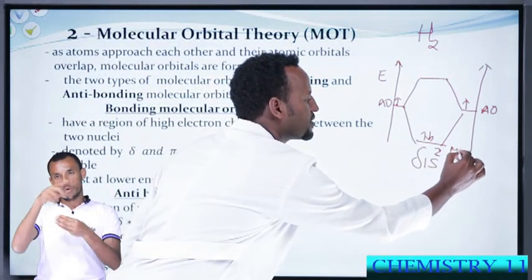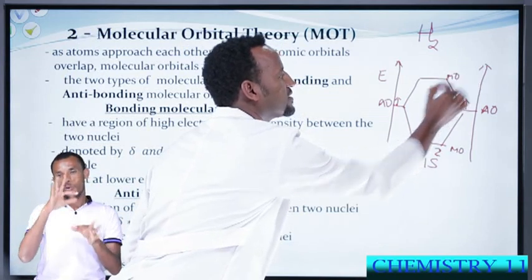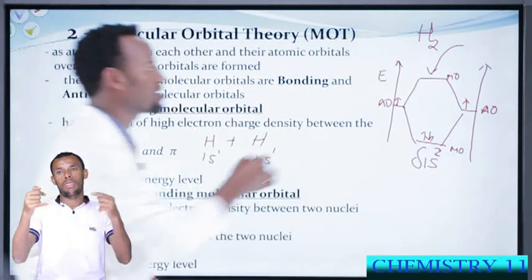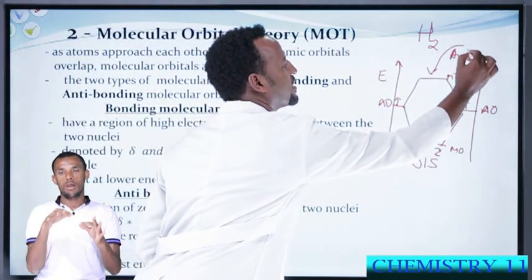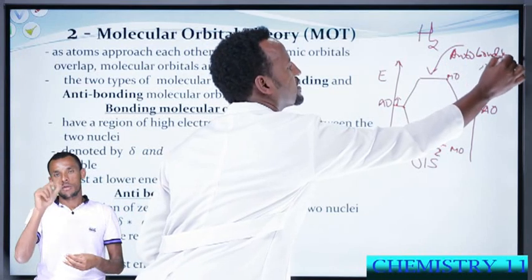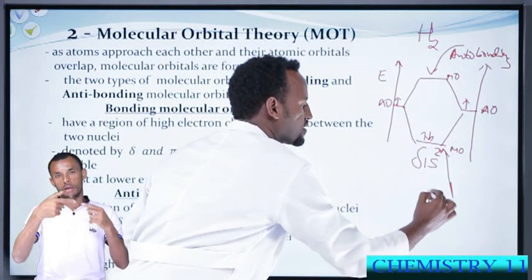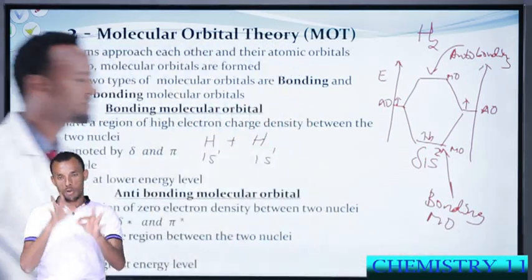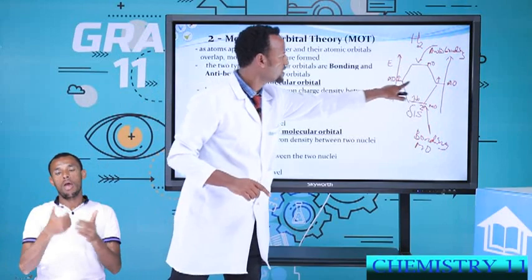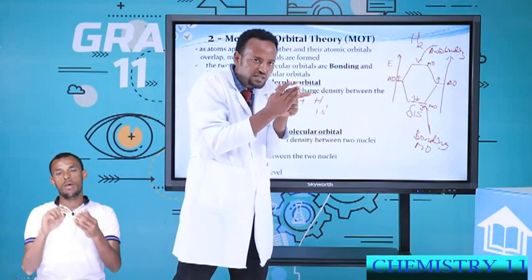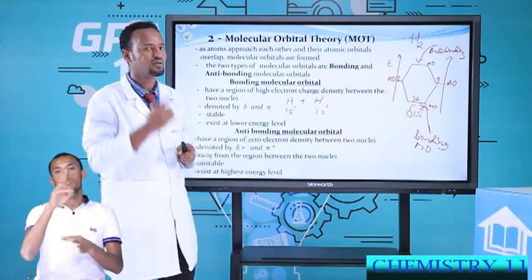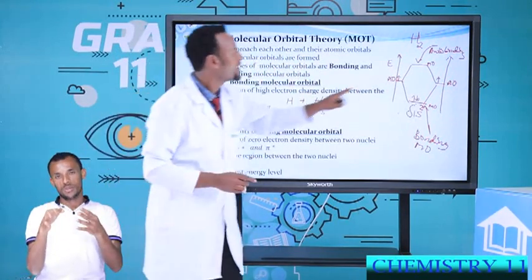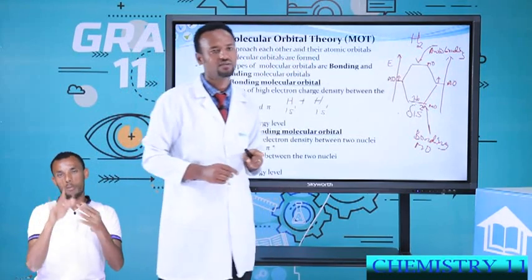Therefore, this is 2. This is what? Molecular orbital. What about this one? Again, molecular orbital. The difference is this one is the anti-bonding molecular orbital. This is the anti-bonding. This one is bonding, the bonding molecular orbital. How many atomic orbitals? 2 atomic orbitals. 2 atomic orbitals produce how many molecular orbitals? 2 molecular orbitals. One is the bonding molecular orbital, this one. The other one is the anti-bonding molecular orbital, this one.